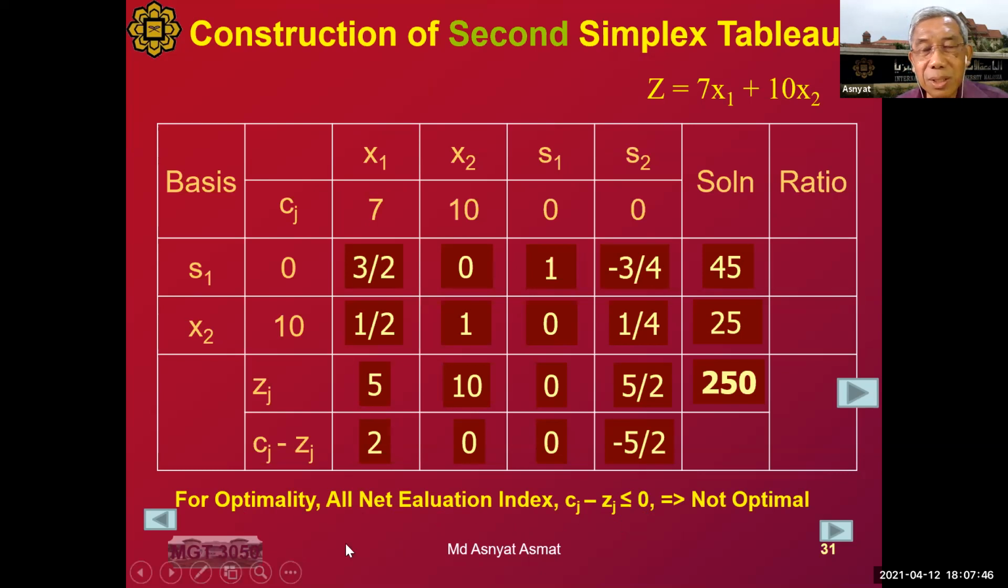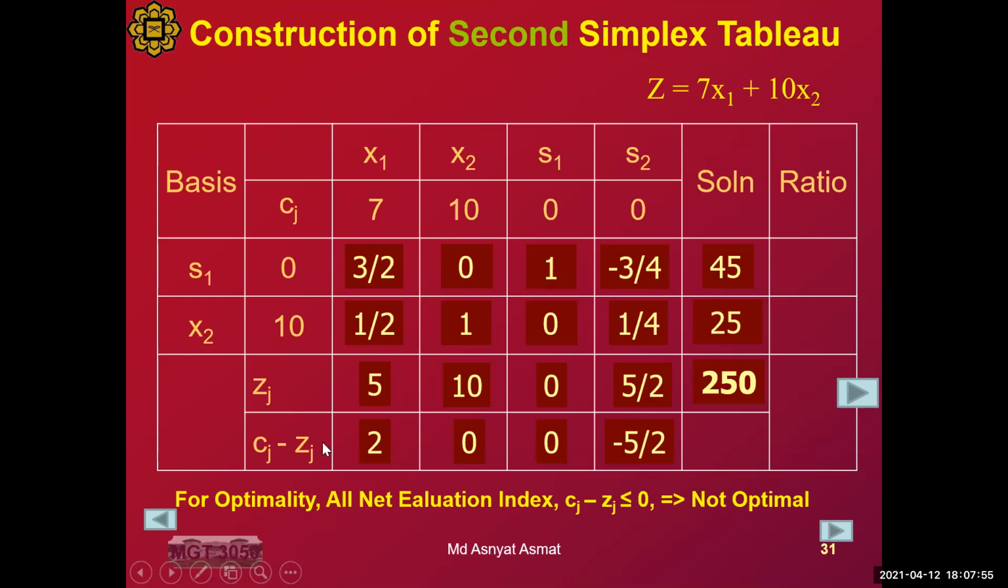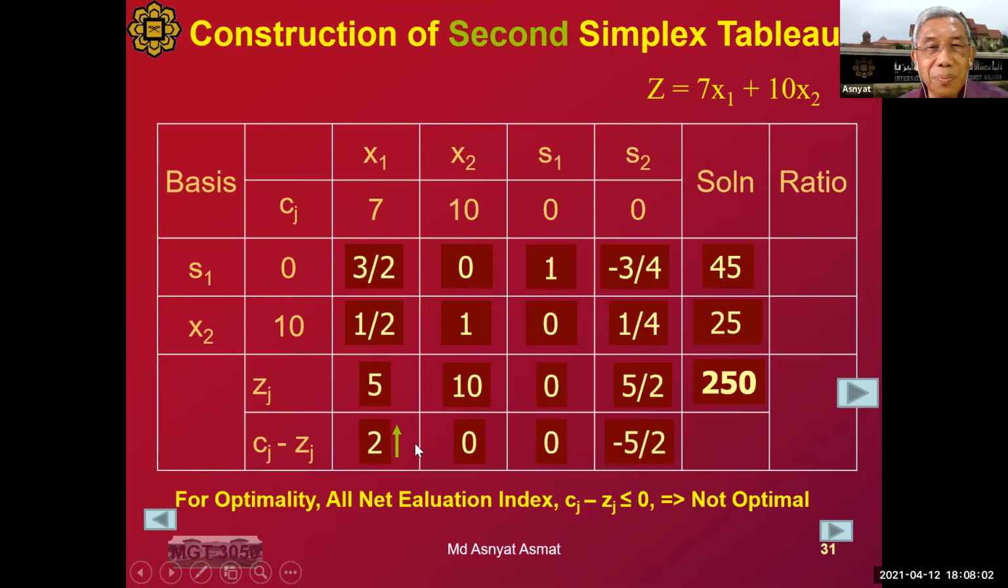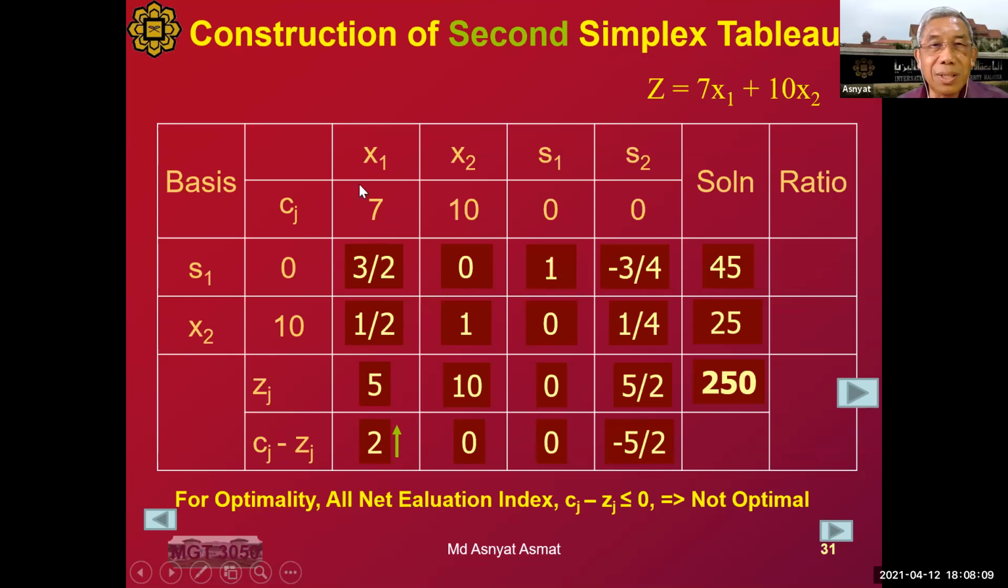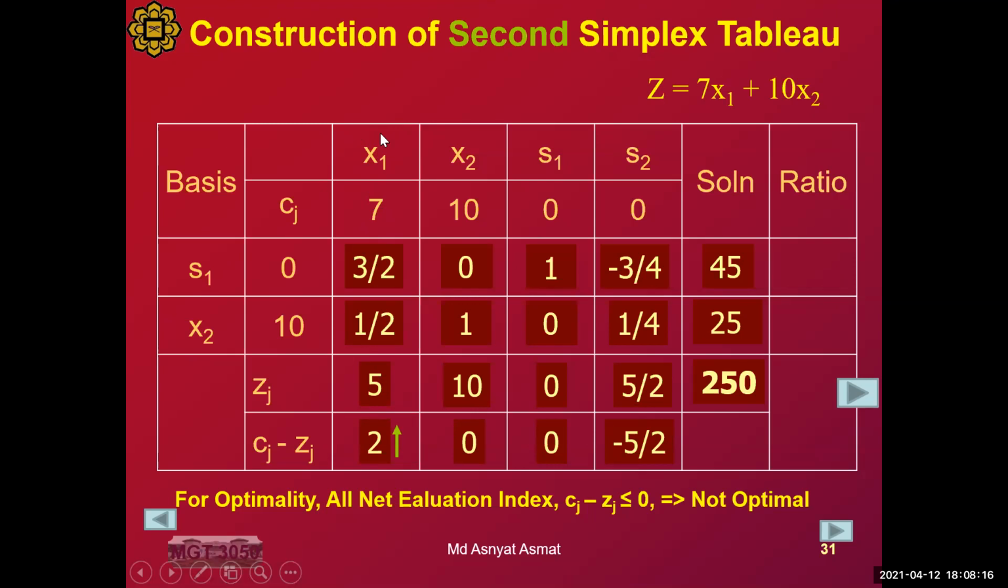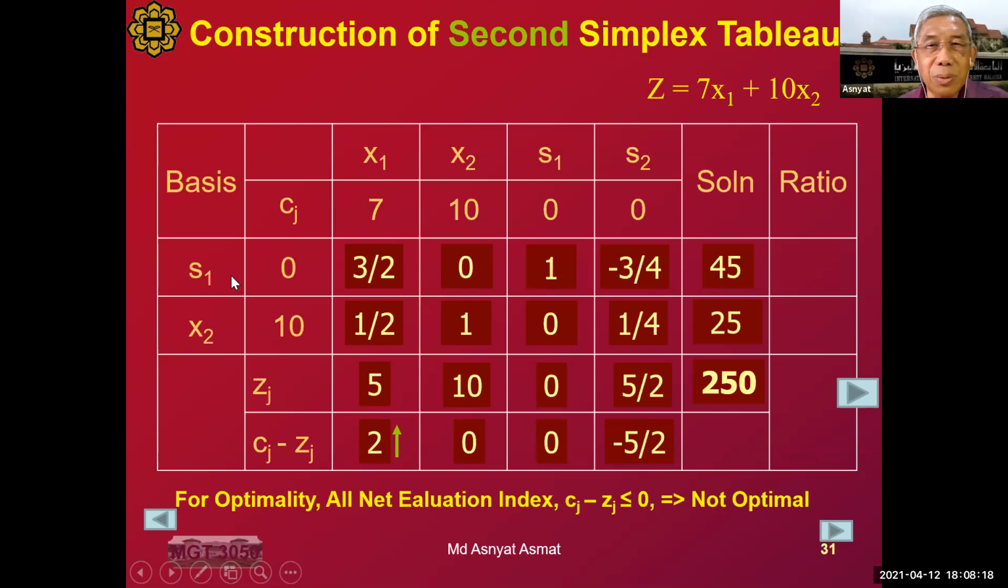So we have to find the net evaluation index that shows the greatest value. What's the greatest value here? 2. Then where's the pivot column? This row, right? X1. Yes. And then who will enter the basis after this? X1. Now we do not know which one has to go.